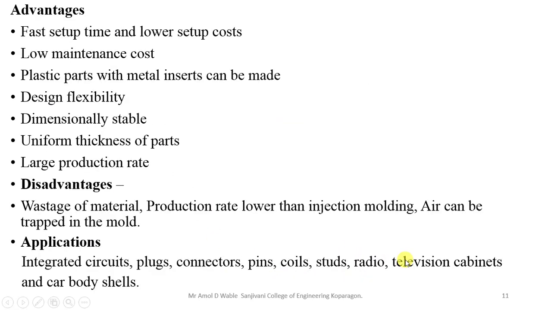So advantages: fast setup time and lower setup cost, low maintenance cost. Then plastic parts with metal inserts can be made. That is, if you have seen the two pins of your TV setup, the plastic is directly merged with the metal. So only two metal pins will be at the forward end, and its end will be covered with the plastic parts. Then design flexibility, dimensionally stable, uniform thickness of parts, large production rate.